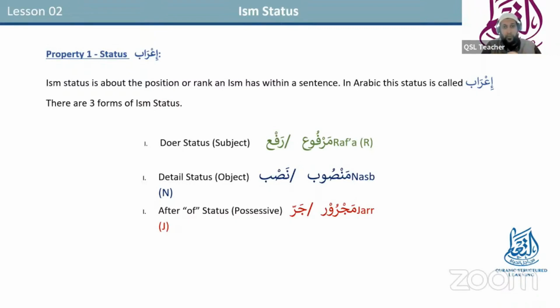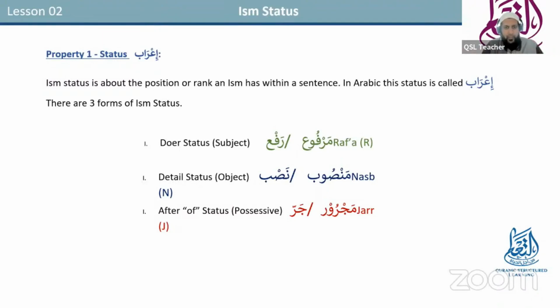These words, I don't even know what they mean in English, to be honest. So what we're doing here is really simplifying the language down. And we're not using words like accusative and nominative. We're using simple words like dua, the detail, and after of. There's always a dua in a sentence. So someone or something is doing something, and there's a detail of a sentence. And sometimes there's an after of, which I can explain in a while.